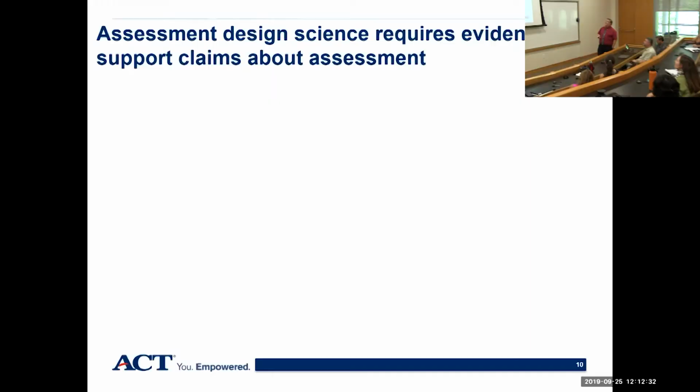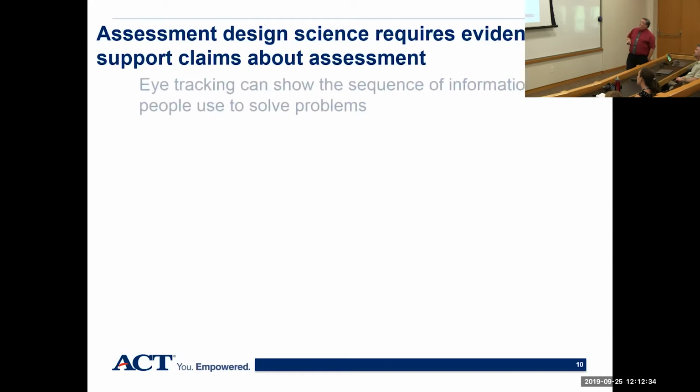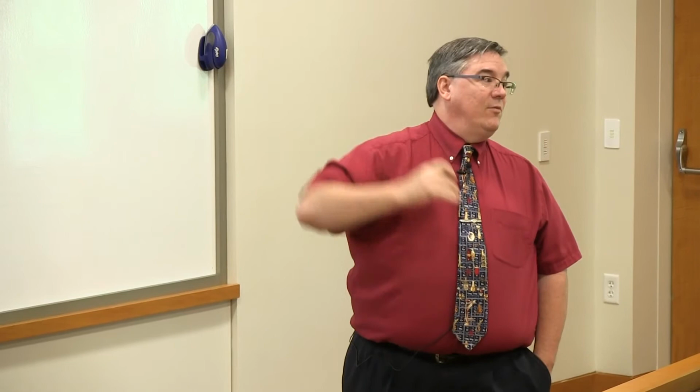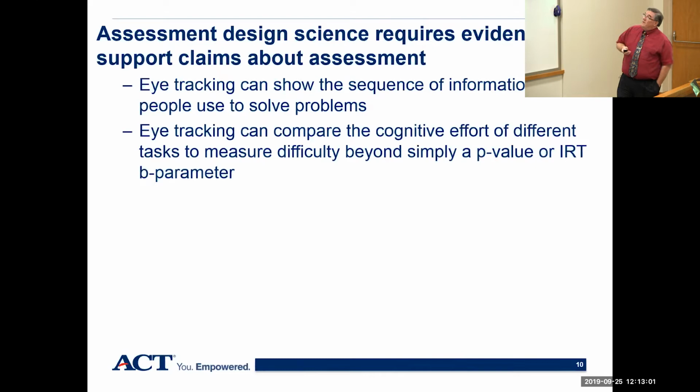So we need evidence to support our claims. We're going to show that eye tracking can show the sequence of information that people use to solve problems. This is very important for the WorkKeys graphic literacy test, because we specifically said that certain skills required one cognitive step, or two, or three, and it's part of the construct and the way that we define the difficulty level of the item overall, from 3 through 7 on the WorkKeys scale. It can compare the cognitive effort of different tasks to measure the difficulty beyond just a p-value or an IRT b parameter. And it should correlate, we would hope, with those things, since they're all supposed to measure item difficulty.